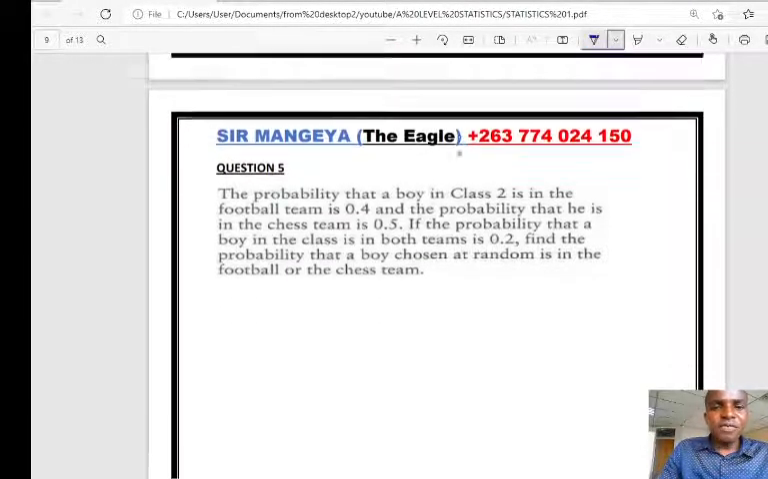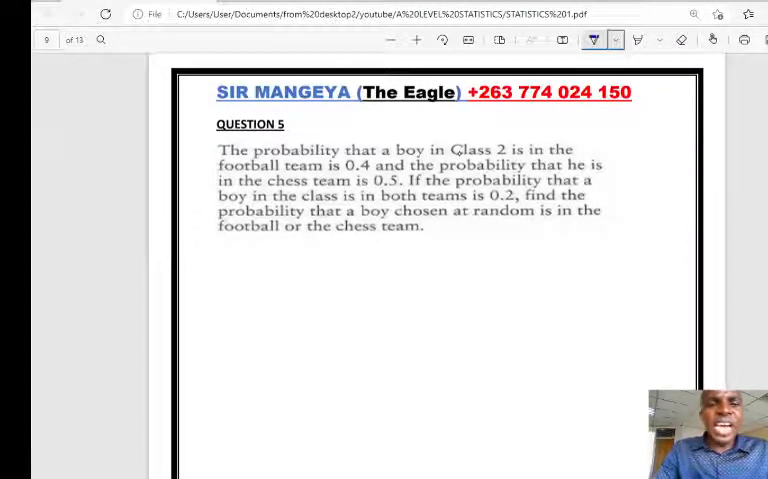Next, question number 5. The probability that a boy in class 2 is in a football team is 0.4, and the probability that he is in the chess team is 0.5. If the probability that a boy in the class is in both teams is 0.2, find the probability that a boy chosen at random is in the football or chess team.